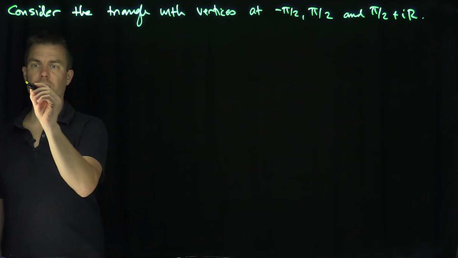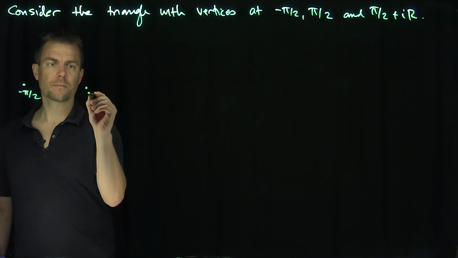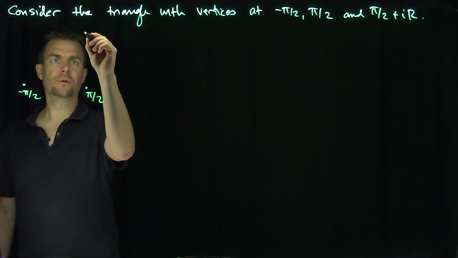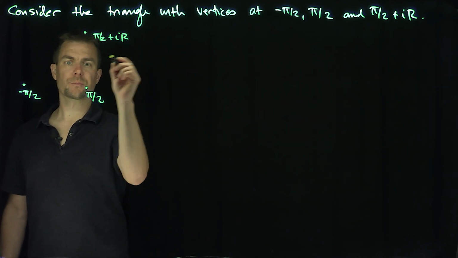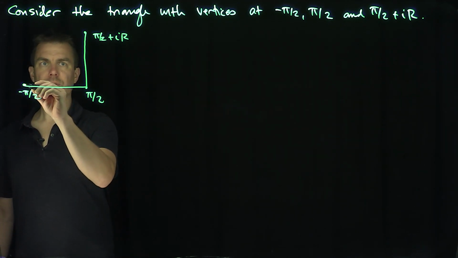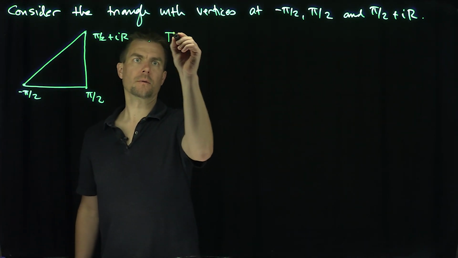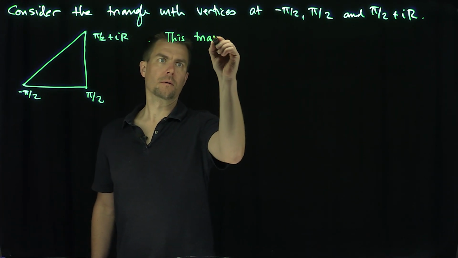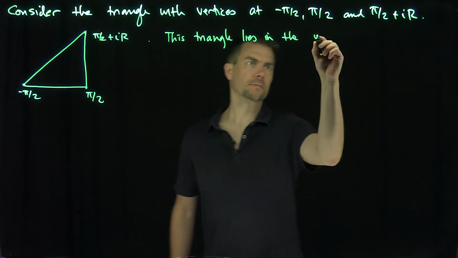So let's draw that region over here. So here's negative pi over 2. Here's pi over 2. And then here's pi over 2 plus iR, where R is some huge number, right? Okay, so of course this triangle is in the upper half space. So this triangle lies in the upper half space.